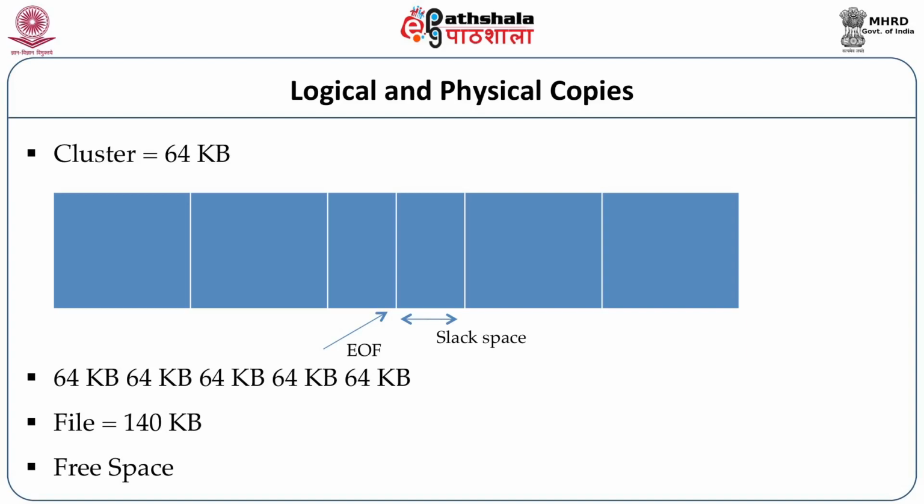So we will use the first cluster with 64 kilobytes. Then we will use the next 64 kilobytes, so it makes 128 kilobytes. Now what is remaining? 12 kilobytes are remaining, so we will only use 12 kilobytes out of the next 64 kilobytes. So there is a slack space created and the remaining clusters are called the free space.